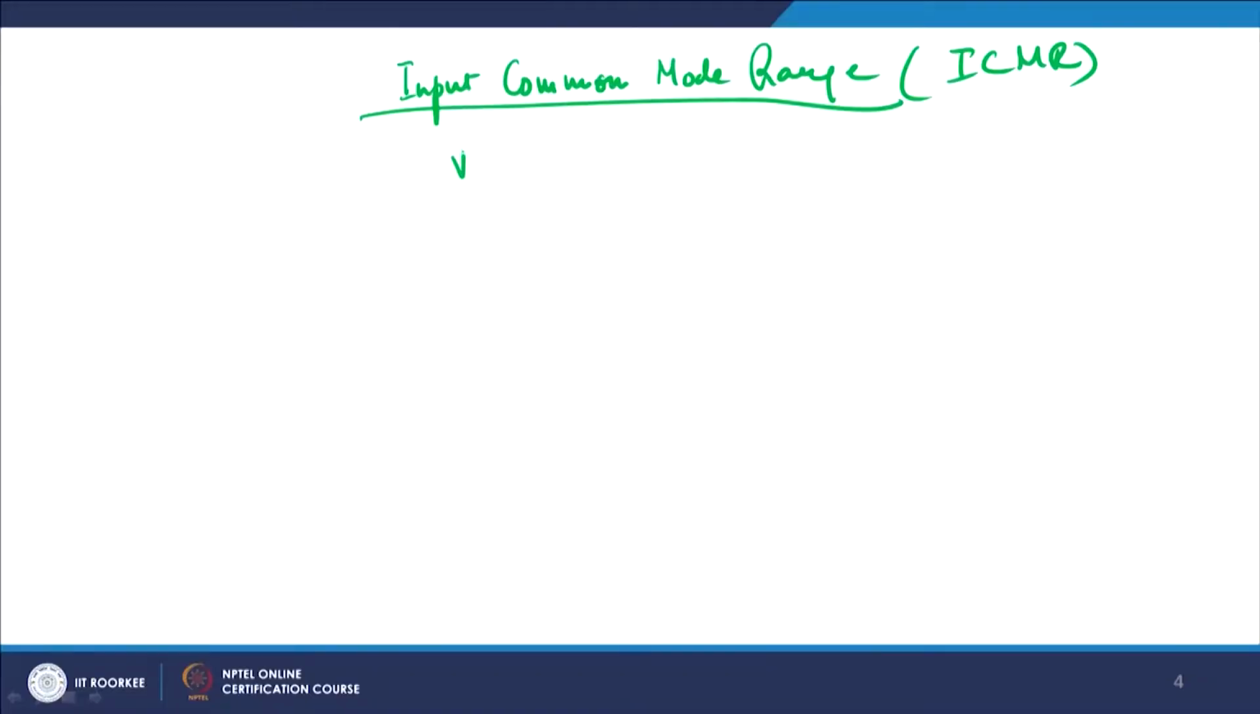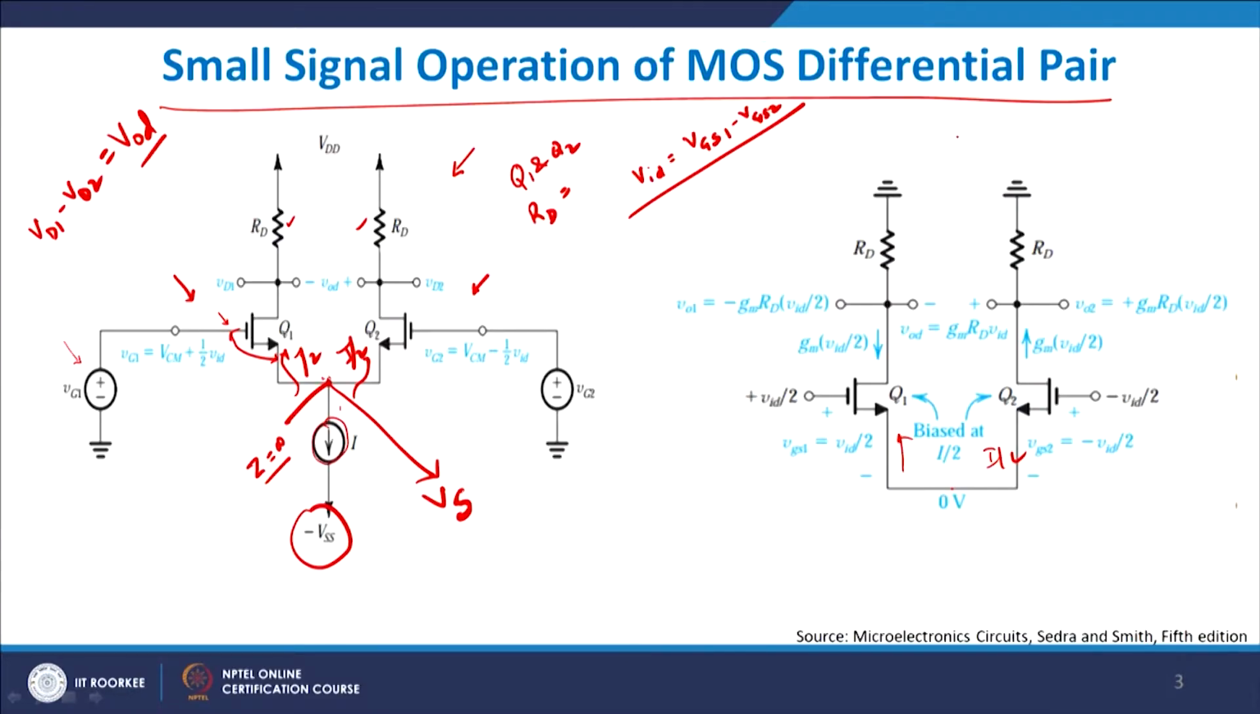Now, let me just write down for you, and we will explain this later on, that VCM max, the common mode maximum voltage which you can give, is basically Vt plus VDD minus I by 2 RD. You know the reason why: VDD minus I by 2 RD, if you look carefully here, is the voltage at this particular point. You add Vt, the threshold voltage of this device Q1, and this has to be the minimum voltage.